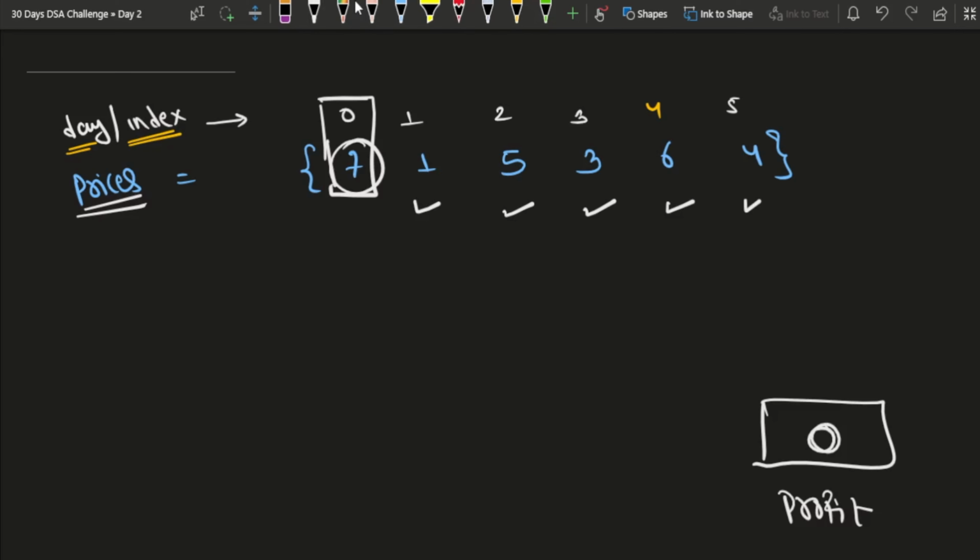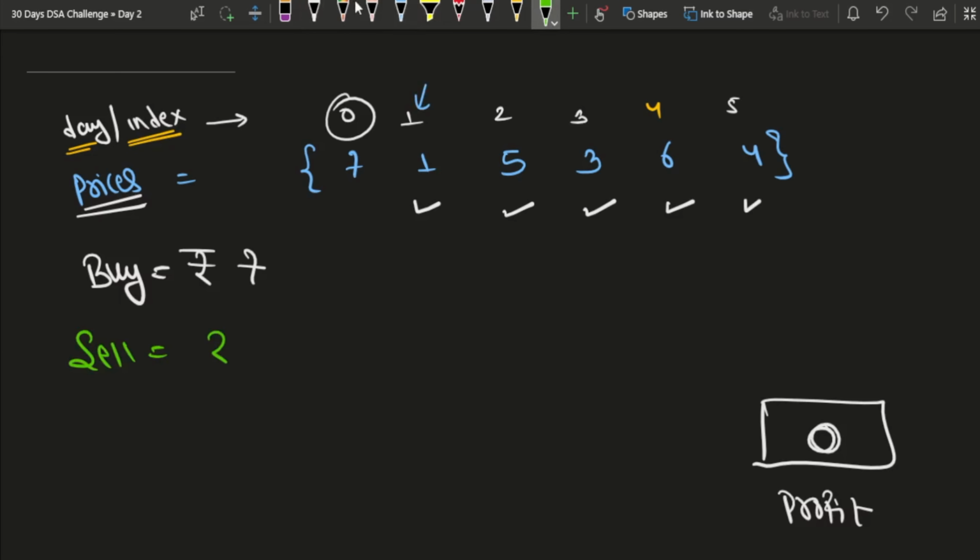Okay, so let's say I decided to buy the stock on the 0th day. So now the value in my buy variable will be 7 rupees, or I have to give 7 rupees to buy that stock. Now let's say I have decided to sell the stock on day number 1, then how much money will I get? I will get 1 rupee. Now what is the profit? Profit is very simple, sell minus buy. So it is 1 minus 7, which is equal to minus 6.